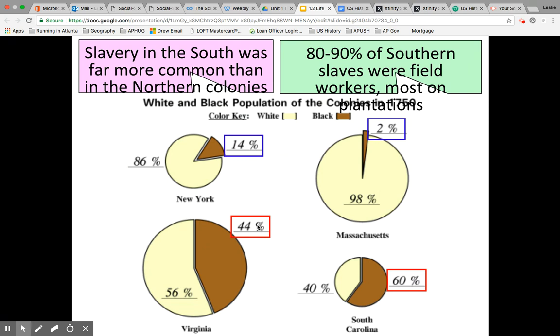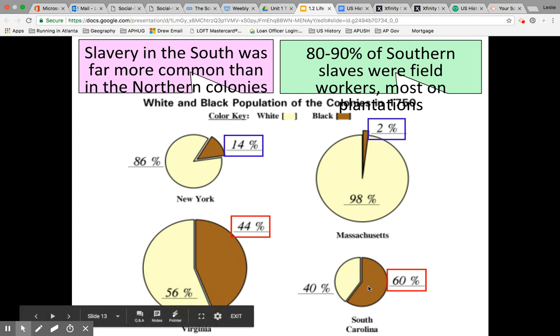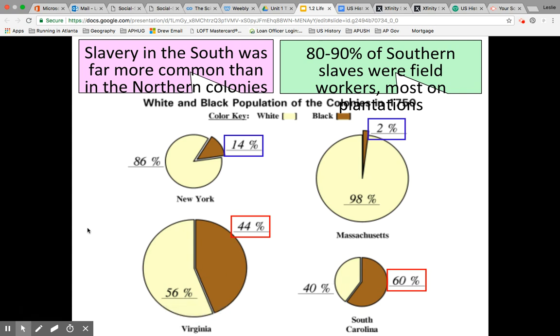Slavery was much more common in the South than it was in the northern colonies, as you can see in this graphic. And 80 to 90% of Southern slaves were field workers, most on plantations. So the white population in New York was 86%, 14% Black, 98% white in Massachusetts, 2% Black in Massachusetts. And then you see in South Carolina, the number of Blacks living in South Carolina actually outnumbered the number of whites. So this should show you, and your takeaway from this should be that there was a much larger percentage of Blacks living in the South than in the North and living in the institution of slavery.